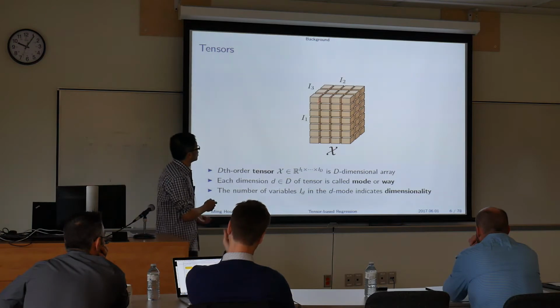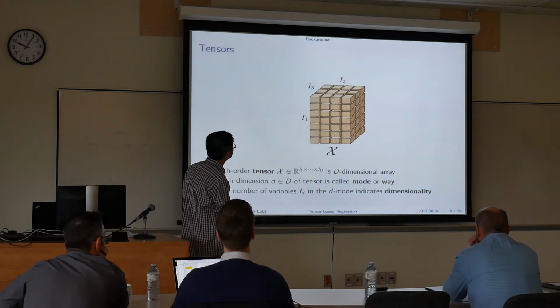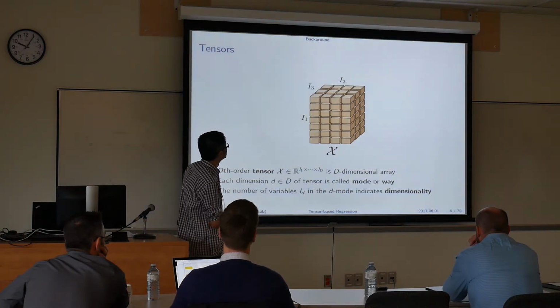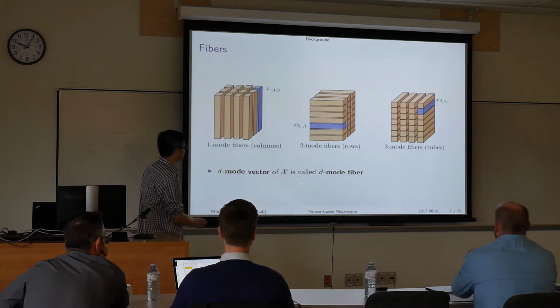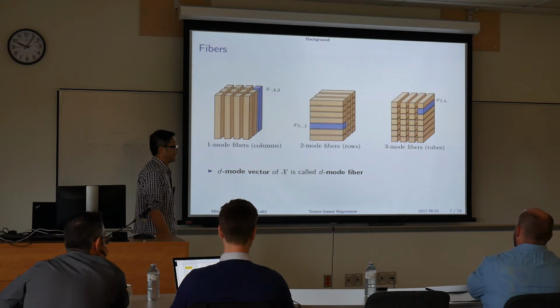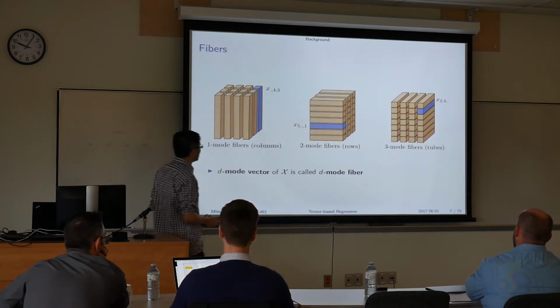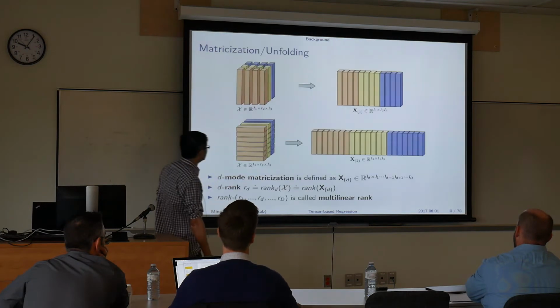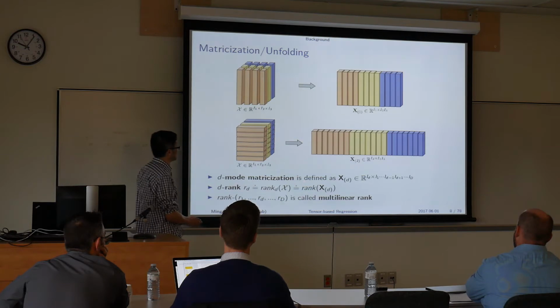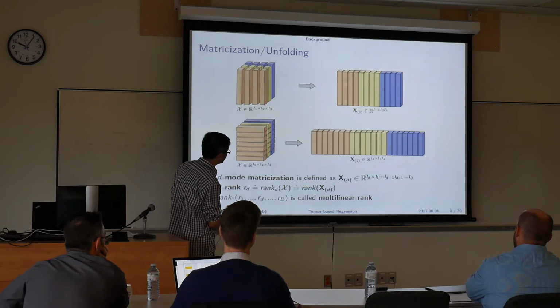Here is an example of a third-order tensor with 3 indices of size I1, I2, and I3, each element of which has 3 indices. A D-mode vector is called a D-mode fiber. It's a high-order analog of matrix rows and columns. It's defined by fixing every index except one. D-mode matricization is also known as D-mode unfolding and denoted as X_D.